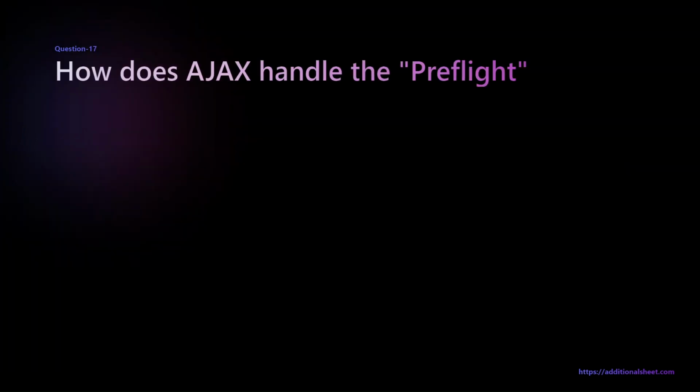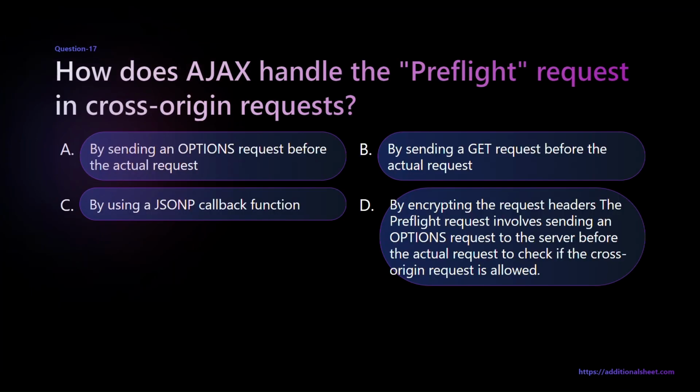How does AJAX handle the pre-flight request and cross-origin requests? Option A, by sending an options request before the actual request. Option B, by sending a GET request before the actual request. Option C, by using a JSONP callback function. Option D, by encrypting the request headers. The pre-flight request involves sending an options request to the server before the actual request to check if the cross-origin request is allowed. The correct answer is option A, by sending an options request before the actual request.